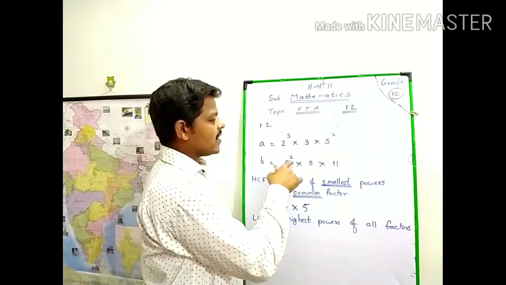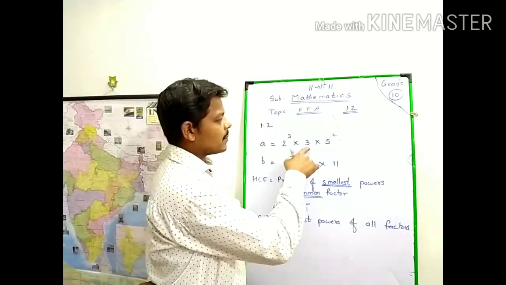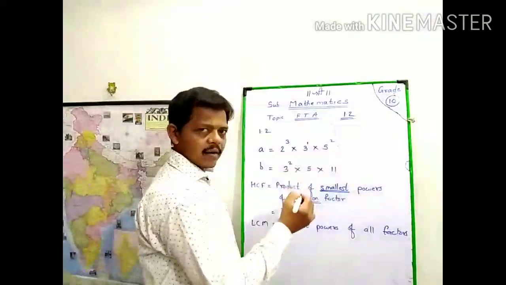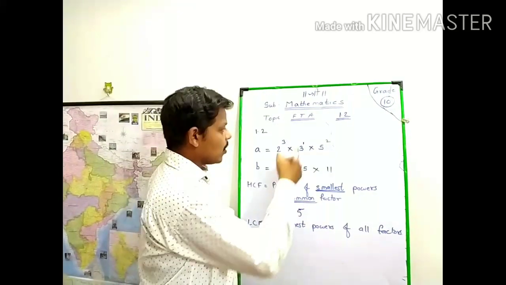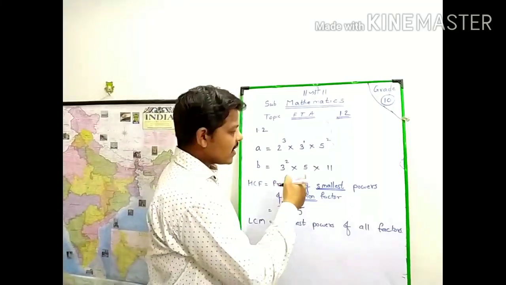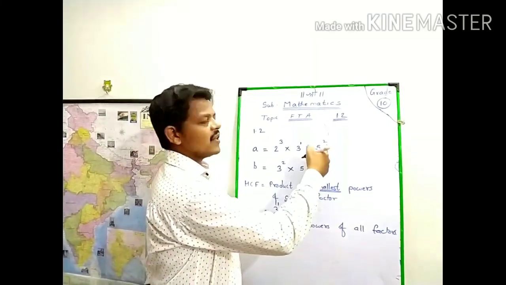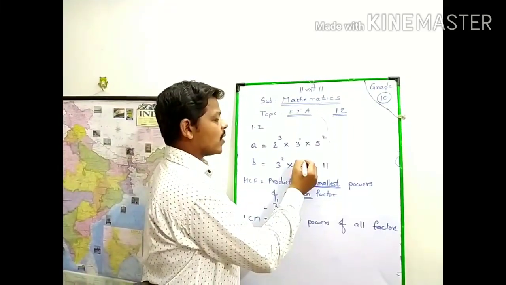Here the power of 3 is 2. But here the power of 3 is 1. So I'll take 3 raised to 1, the lower out of 2. Here the power of 5 is 1. But here it is 2. Again the lower power is 1 over here.